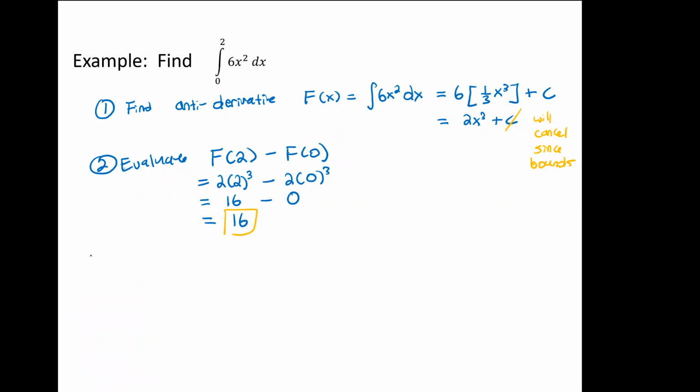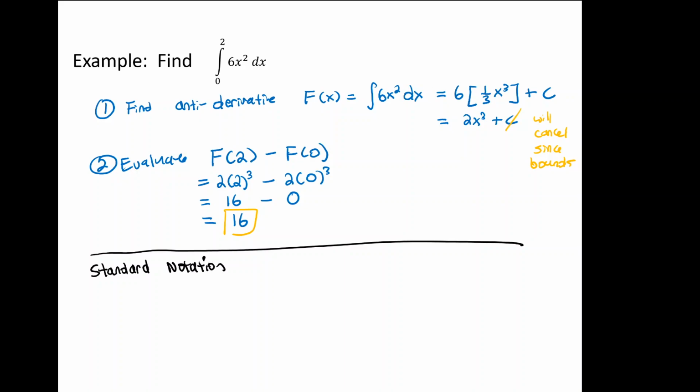Okay, what I want to do underneath is write down standard notation, because what is up above is not standard. It's my own kind of homebrew notation, but I like it. But most solutions are not written out that way. What we would do is we would say the integral from 0 to 2 of 6x squared dx. We would take the antiderivative the same way we did up above.